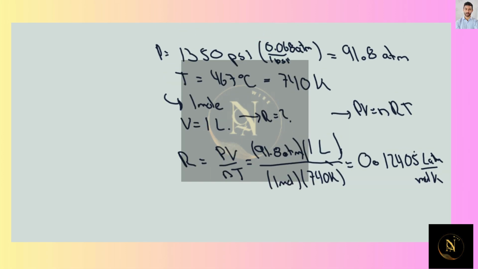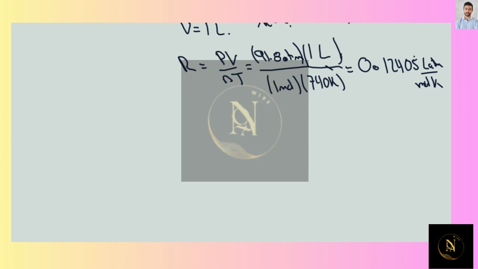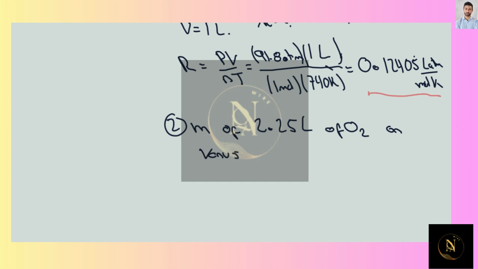Now, using this value for R from the first part of the question, we want to calculate in part 2 what is the mass of 2.25 liters of oxygen on Venus, at 325 degrees Celsius and 83 atmospheres. So in order to do so, we're going to remember that mass is equal to the number of moles multiplied by the molecular weight of the compound.